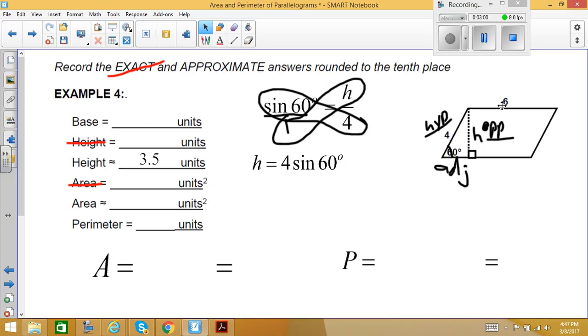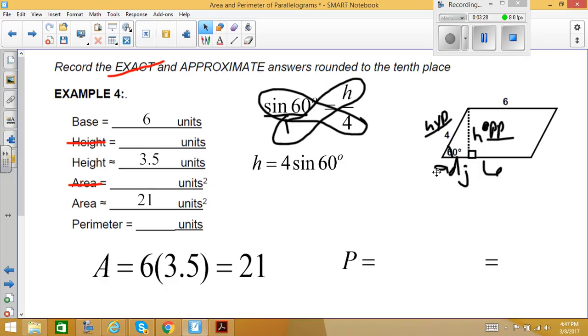And then, of course, the base, usually we see it on the bottom over here, but the opposite side is the same. So this side is 6, so this side is 6. If you think this is a base, that's fine. So the base is 6, and our height is 3.5. And now we're ready to go ahead and figure out our area, which is just base times height, 6 times 3.5, which is 21.